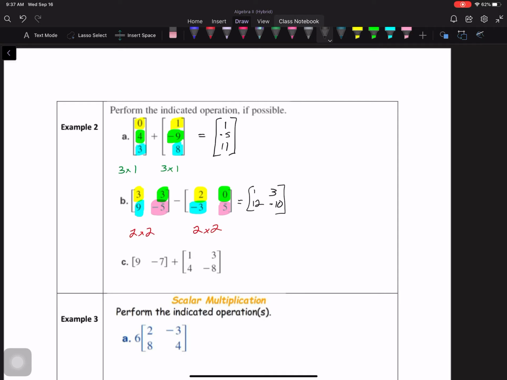Letter C, what we have here is a 1 by 2, and a 2 by 2 matrix. Because they're not the same size, this is not possible. So they have to be the same size, same dimensions in order to add or subtract.